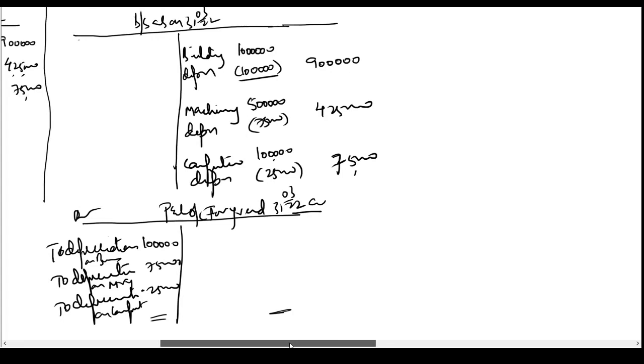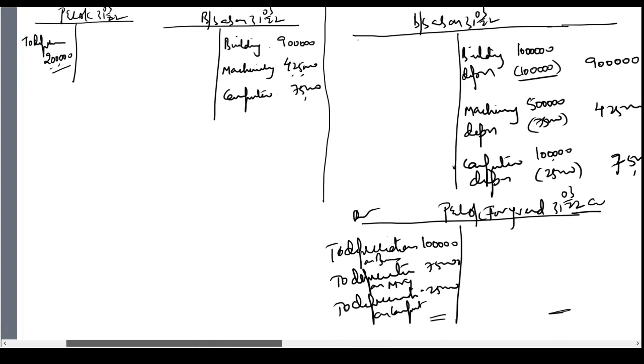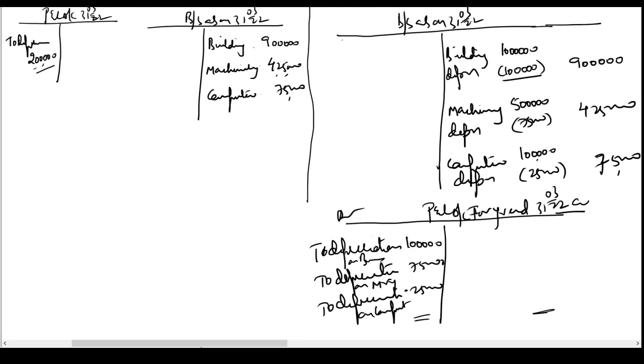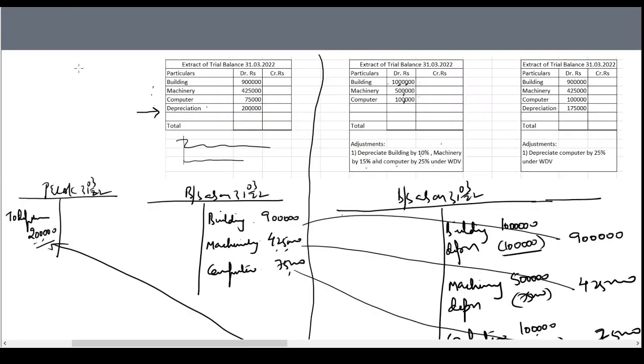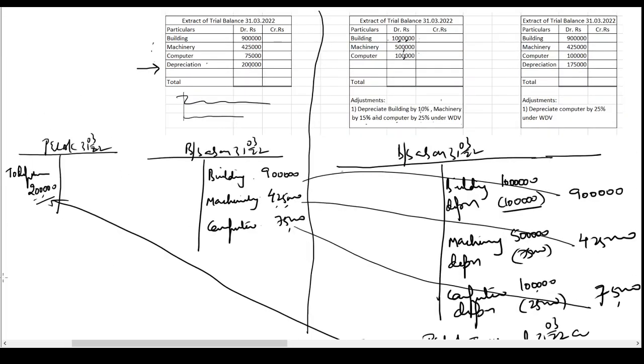Now if you compare it with the last problem, you find that the solutions are identical. Building 9 lakh, 425, computer 75, and the total debit in the P&L account was 2 lakhs. Earlier also it was 2 lakh. So this is how I deal with depreciation when it is given outside the trial balance or when it has not been recorded in the books of accounts, and at the time of finalization of the P&L account or the balance sheet, you decide to record depreciation.